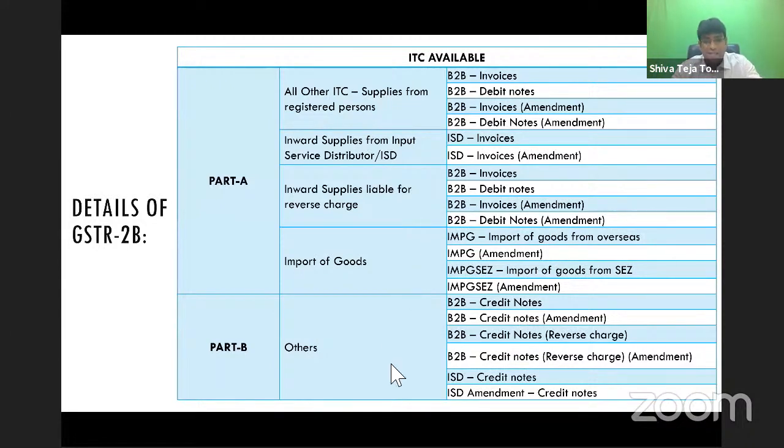Finally, last one, others. Others is related to credit note, credit note amendment, credit note reverse charge, credit note amendment. So all the credit note points are covered in others. And by virtue of credit note, our input credit will come down. It will not increase. By debit note, credit will increase, because by debit note, the supplier's tax is increasing. When supplier tax is increasing, recipient credit will increase. When supplier tax is coming down, recipient credit will come down. Next point.